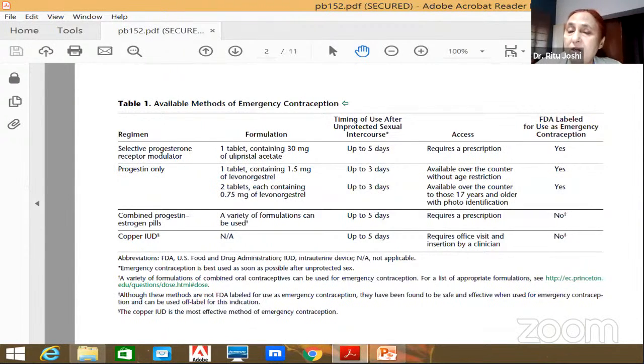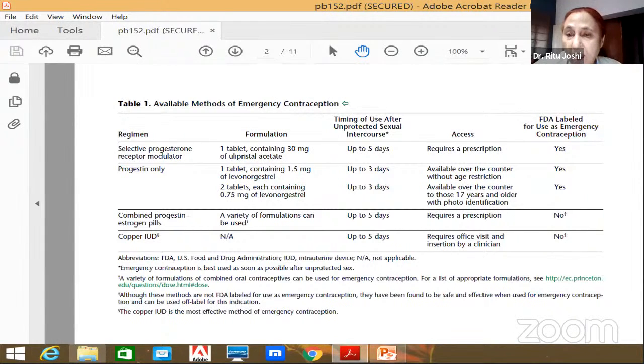What are the methods available to us today? We have selective progesterone receptor modulators, which have recently become available in our country. We have the progestin only method. Then we have the combined estrogen progesterone method. When we were PG students, when none of the emergency contraceptive methods were available, we used to guide our patients to take the routine contraceptive pills in a very high dose. I remember telling them to take 2 tablets twice a day for 2 days, which really used to lead to a lot of nausea and vomiting, but that could help in preventing unintended pregnancy.